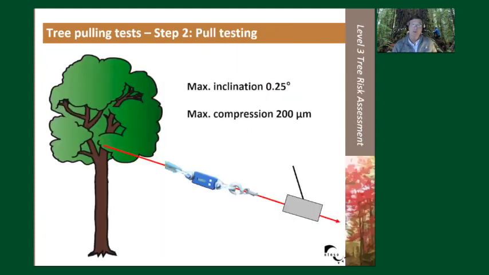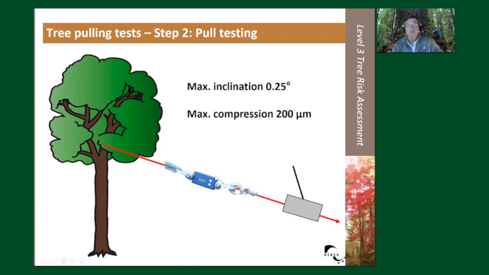Then the next step is that we would actually conduct the pulling test. And so here we have a sort of a model of a pulling test. We have the tree, an anchor is set in the tree at an appropriate height. There's an anchor on the ground somewhere, and we have an industrial strength winch. My winch that I use for pulling tests can pull 4 metric tons or about 8,800 pounds.